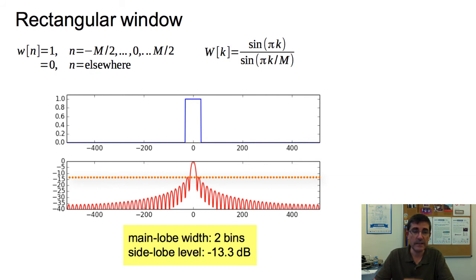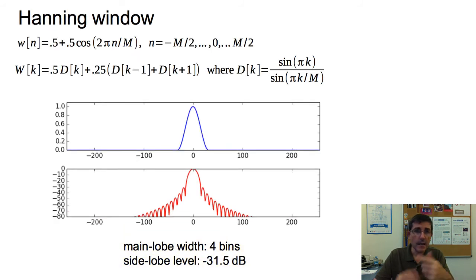So the distance between the centered peak and the first side lobe level. Maybe the most popular window is the Hanning window, which is a raised cosine. So the equation is we do 0.5 plus 0.5 of the cosine. So this raises the cosine. So it's just one cycle of a cosine. And if we compute the spectrum, it also can be expressed as sums of the sinc functions.